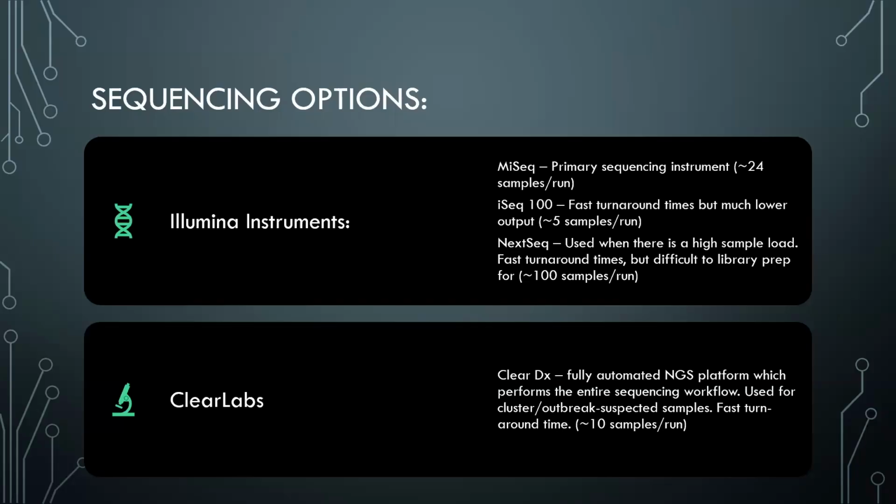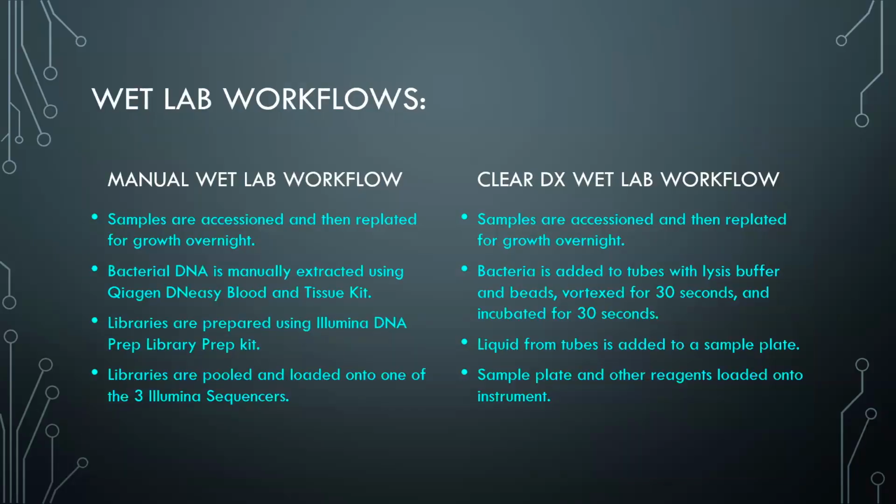We also have a ClearLabs instrument, the ClearDX. This instrument fully automates the NGS workflow from extraction to the end product. And we use it a lot for cluster or outbreak related samples because it's so easy to load the samples. It can do about 10 samples per run. Importantly, it uses 2 iSeqs to do the actual sequencing. So we have 2 different workflows.